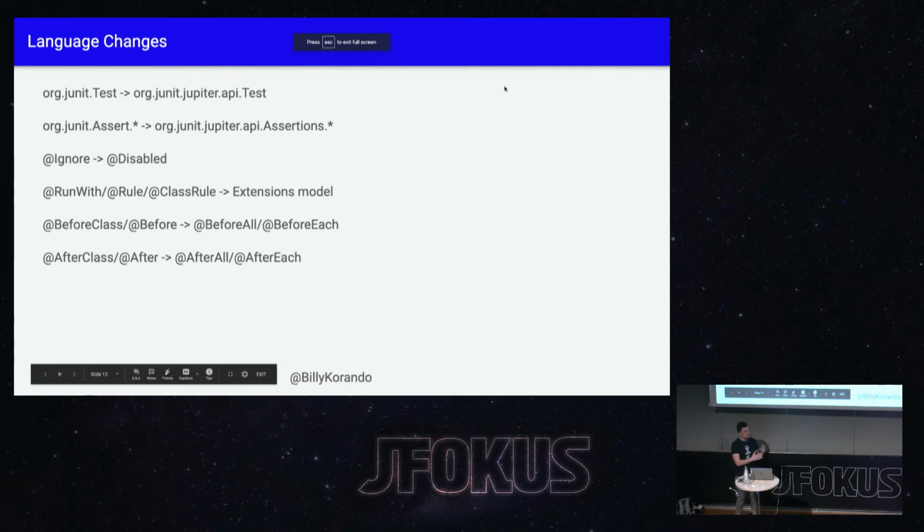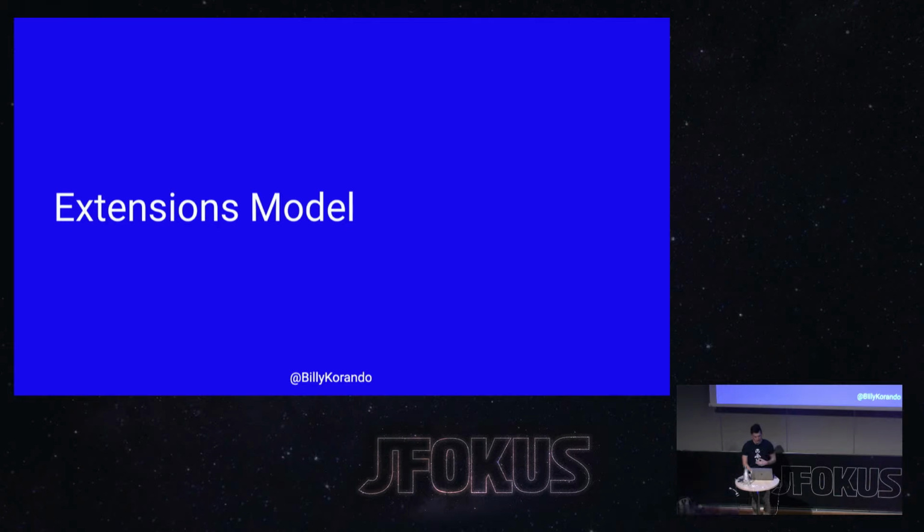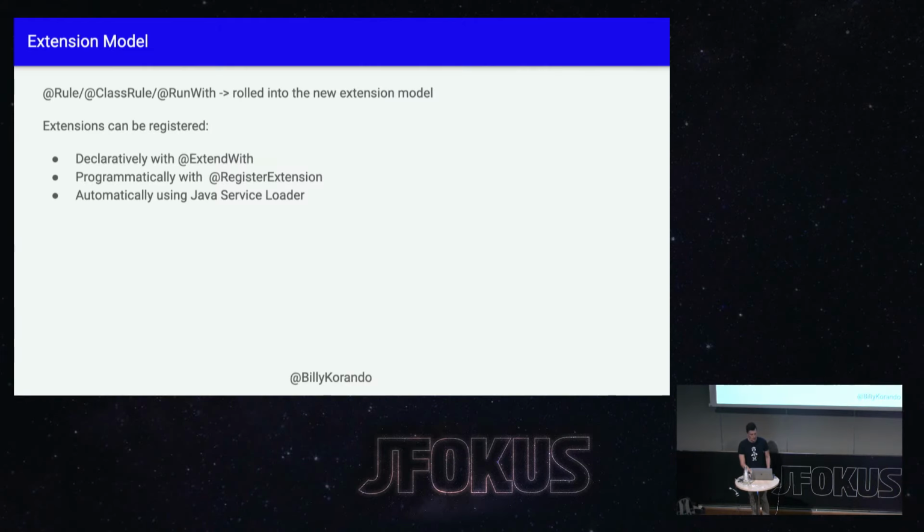All right, so that's the typical everyday stuff you're going to see from JUnit 5. Let's start getting into some of the more advanced stuff that's coming with JUnit 5. As I mentioned, Rule, ClassRule, and RunWith have all been rolled into the new extensions model. And there are multiple ways an extension can be declared within a class. You can have ExtendWith, which can be declared at both the class level and also the individual method level to declare an extension.